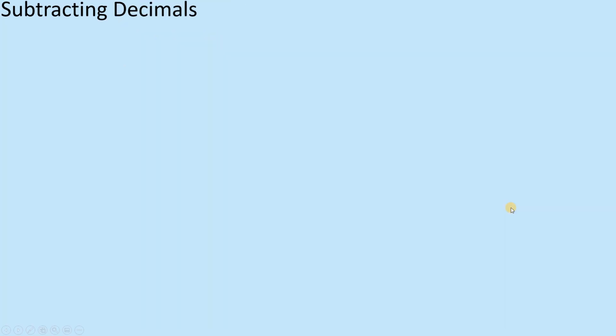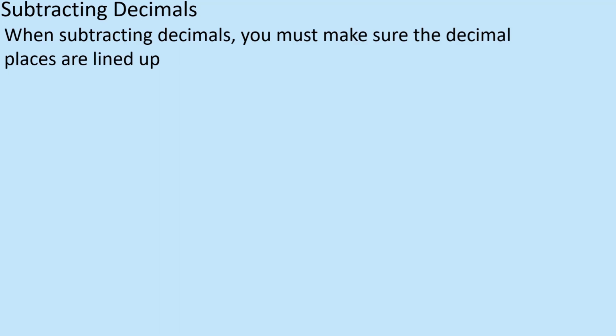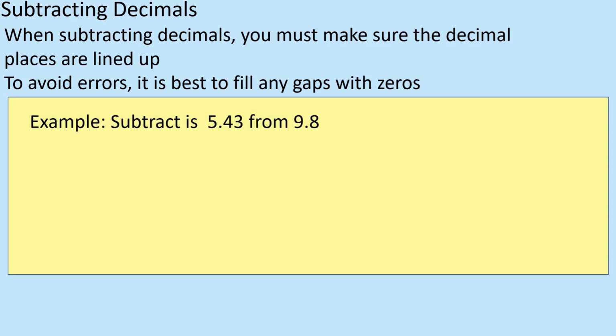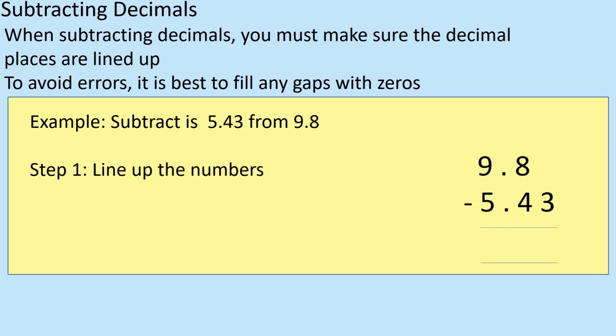Decimals are no different really. Again, it's all about lining up your numbers and making sure that if there are any gaps missing, we fill them with zeros. So if I'm subtracting 5.43 from 9.8, 9.8 goes at the top and 5.43 goes underneath, and you'll notice what's missing is here. So we need to fill that gap with a 0.